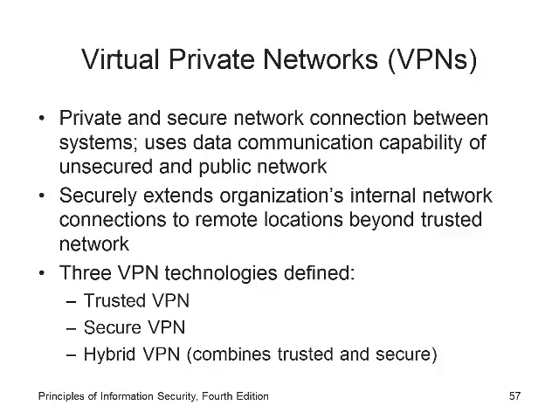Oh, here we go. We have 2 pages of VPNs. Okay. VPNs: a private and secure network connection between systems that uses the data communications capability of an unsecured and public network. In English, it allows 2 networks to connect over an unsecured system. Okay. We have trusted, secure, and hybrid VPNs. I sure hope they go into more depth on this.